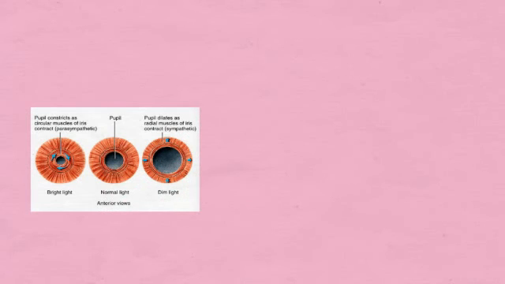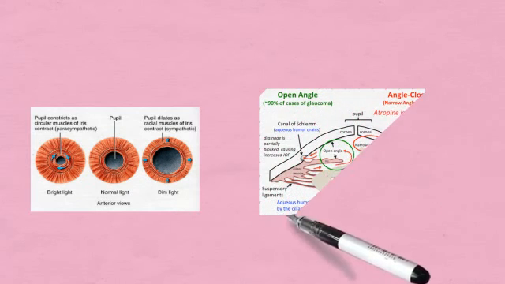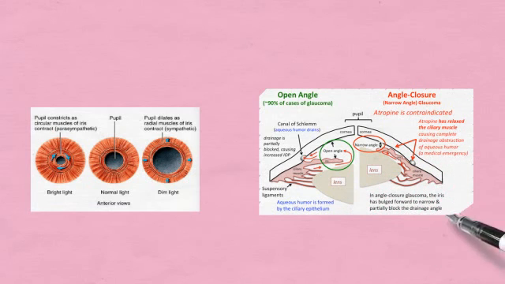You can see in this figure, the first one, where the pupil constricts as the circular muscles of the iris contract. So when the circular muscles of the iris contract, it causes constriction of the pupil, and this is parasympathetic activity, and pilocarpine does this to the pupillary muscles. And one very important therapeutic use of pilocarpine is that it is used as a drug of choice for emergency lowering of intraocular pressure of both open angle and angle closure glaucoma.